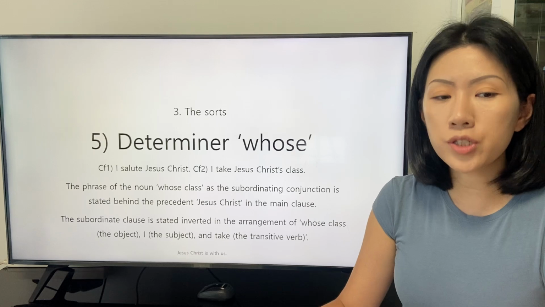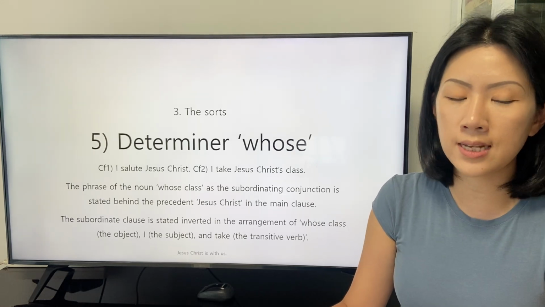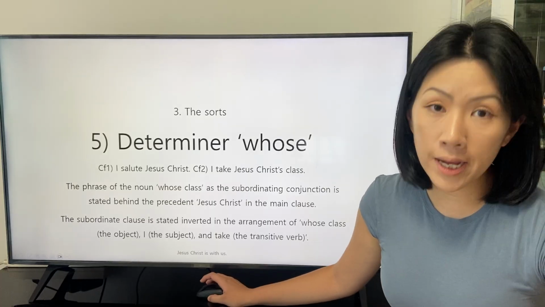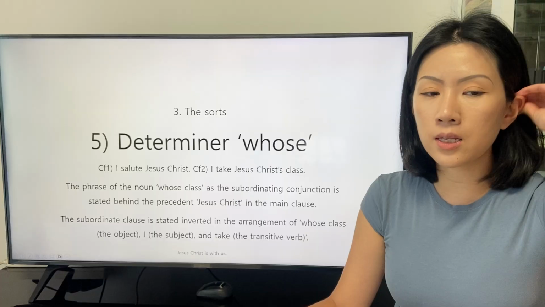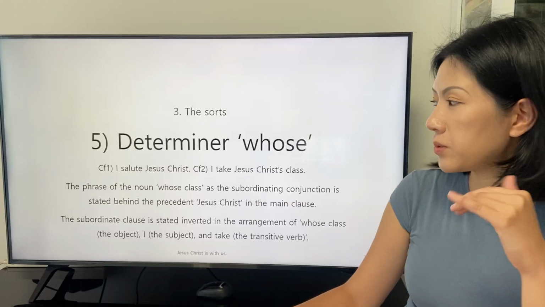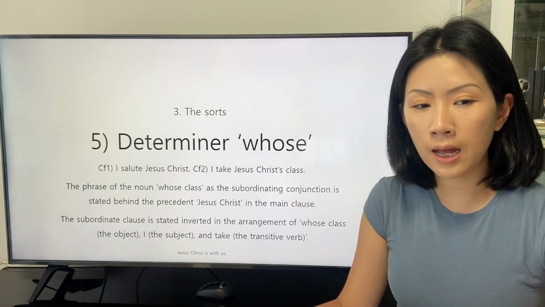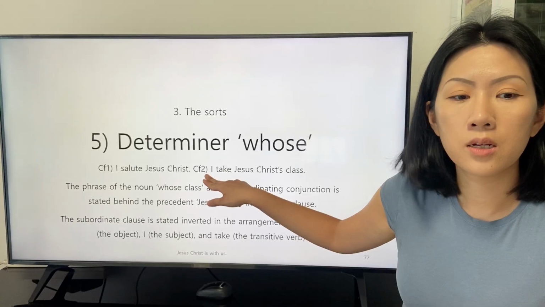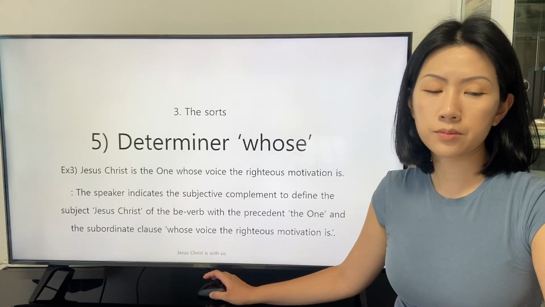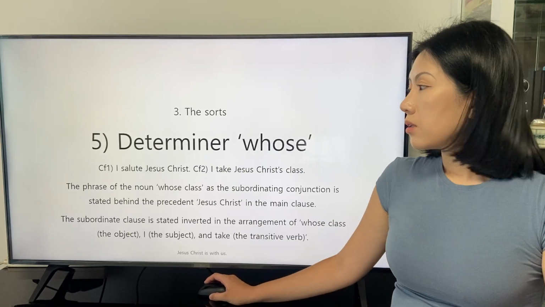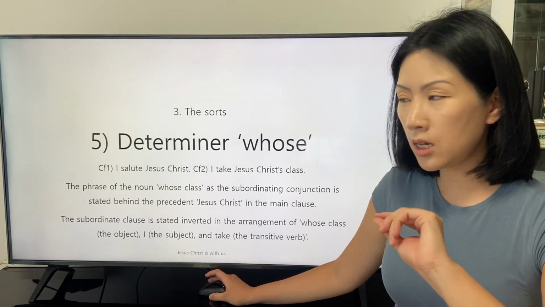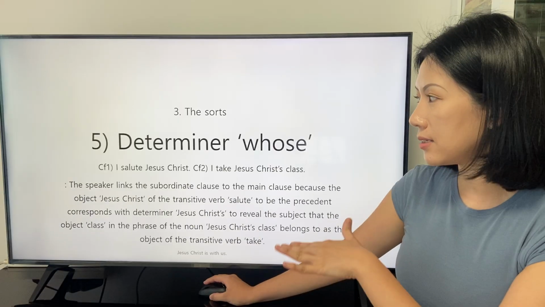The phrase of the noun whose class as the subordinating conjunction is stated behind the President Jesus Christ in the main clause. The subordinate clause is stated inverted, in the arrangement of whose class, the object, and I, the subject, and take, the transitive verb. This is how we interpret the linked sentence, like the second example.